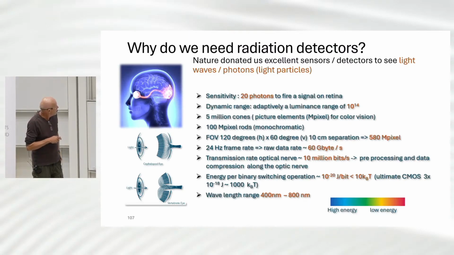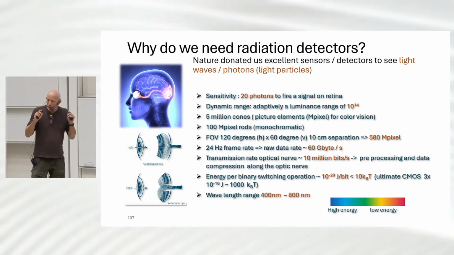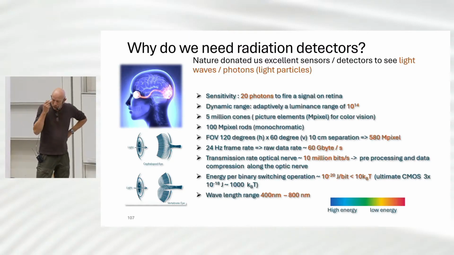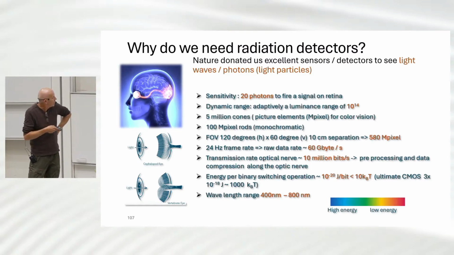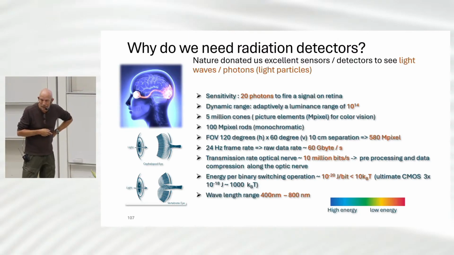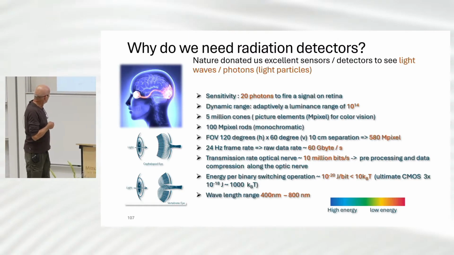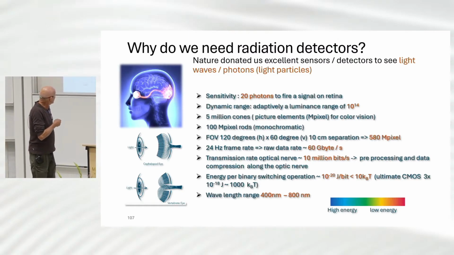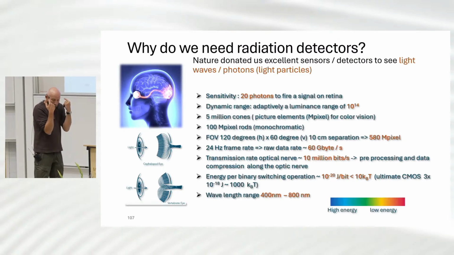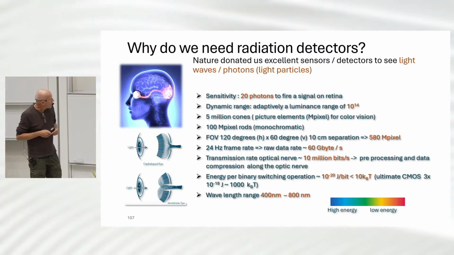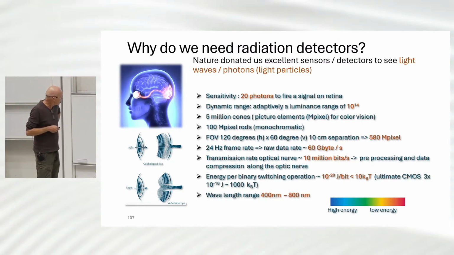Basically we have the possibility to see 24 images per second. And if you calculate it right, it comes out that we have a data transmission through our system of 60 gigabytes per second. That's quite a bit. However, we have some sort of pre-processing in our retina and also on the optical nerve. So we have maybe 10 million bits per second that are really going into our back processing data storage.